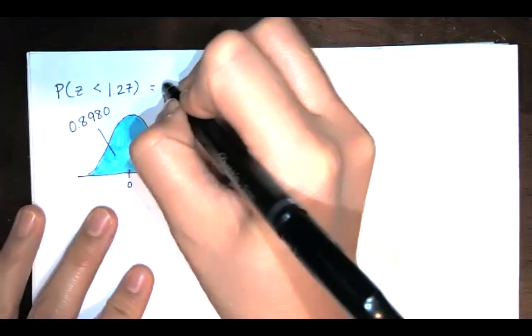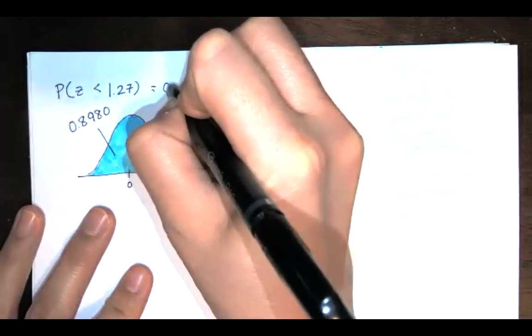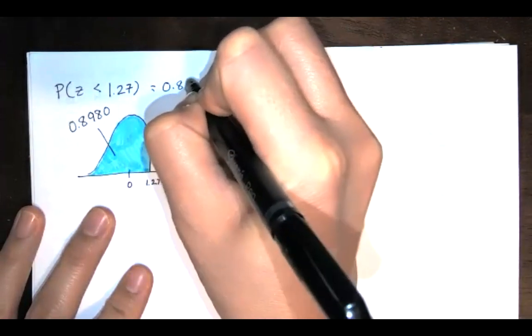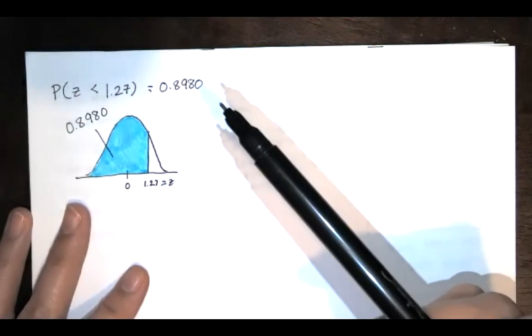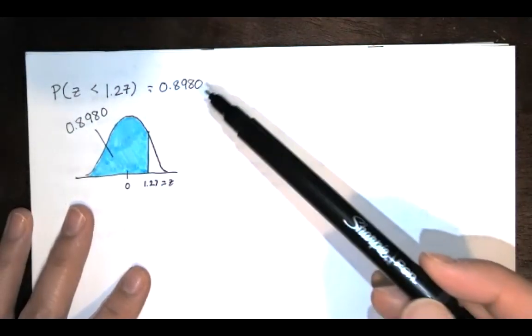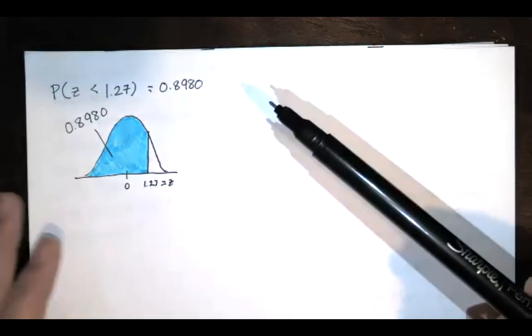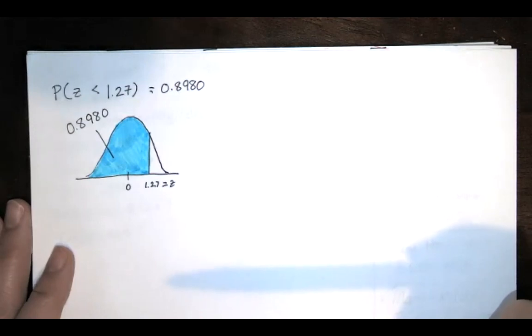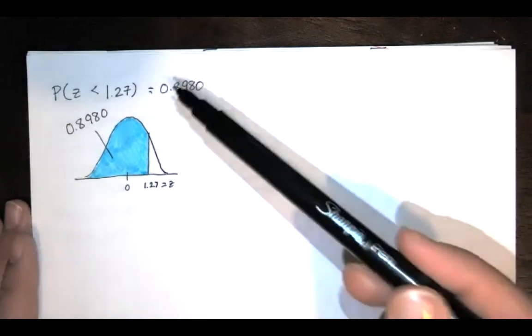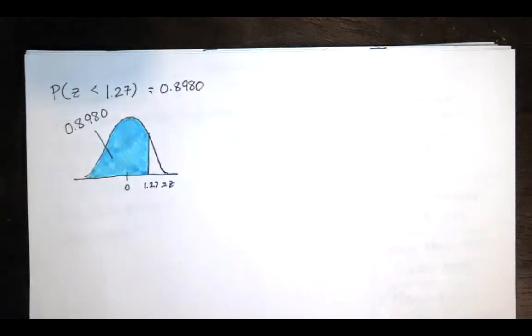So that is the probability that that z-score is less than 1.27 standard deviations above the mean. Or if you are testing a randomly selected adult with a bone density test, there is an 89.8% chance that adult will have a bone density test score that's less than 1.27. That's what that means.